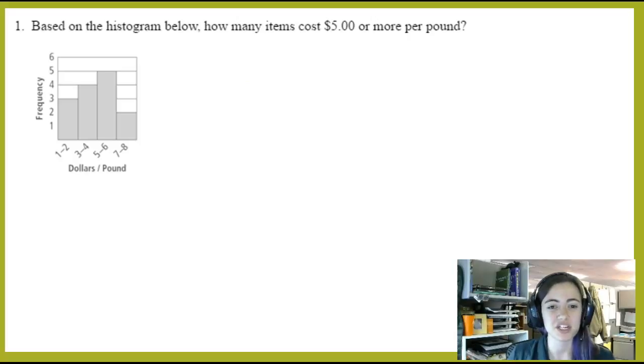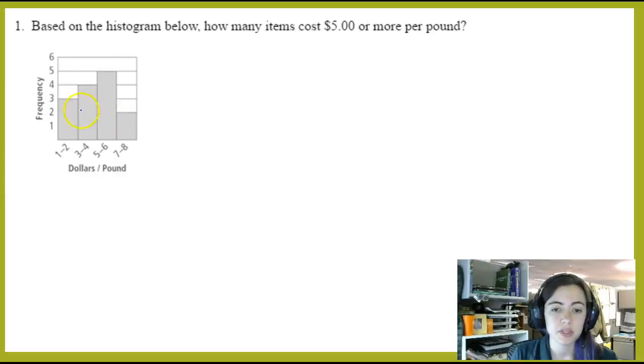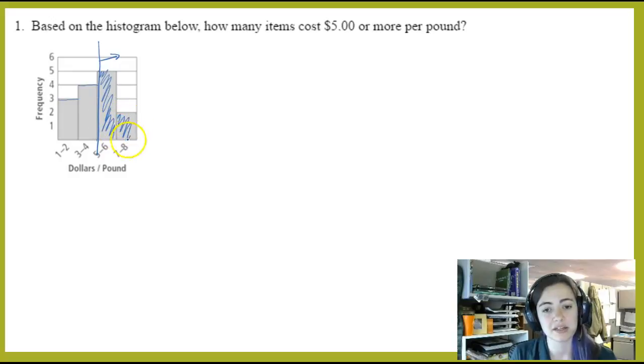So for the first question, it says, based on the histogram below, how many items cost $5 or more per pound? So when we're looking at this histogram, this first chunk says that there are 3 things that are between $1 and $2 per pound. This one says there are 4 between 3 and 4 pounds. We want to know $5 or more per pound. So that starts right here. And or more means everything that way, everything that's more. So we want to look at this bar and this bar.